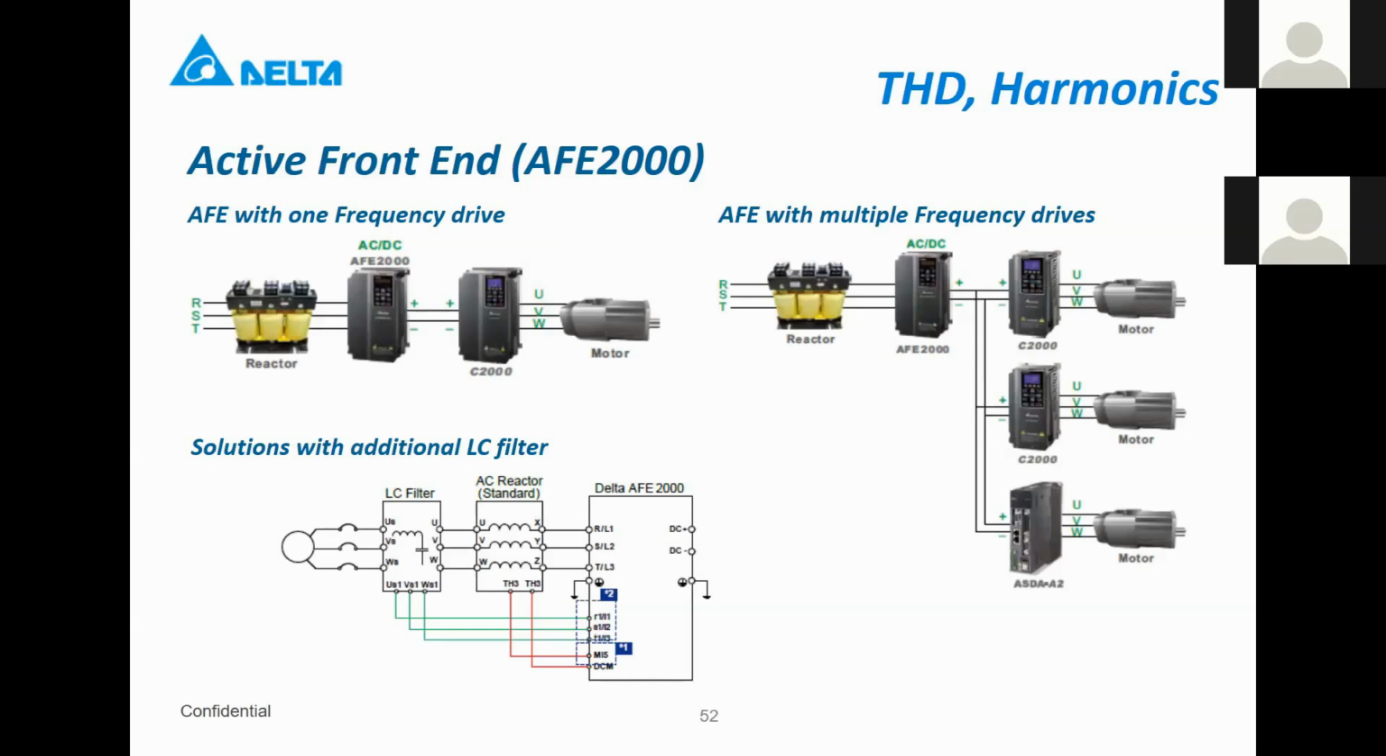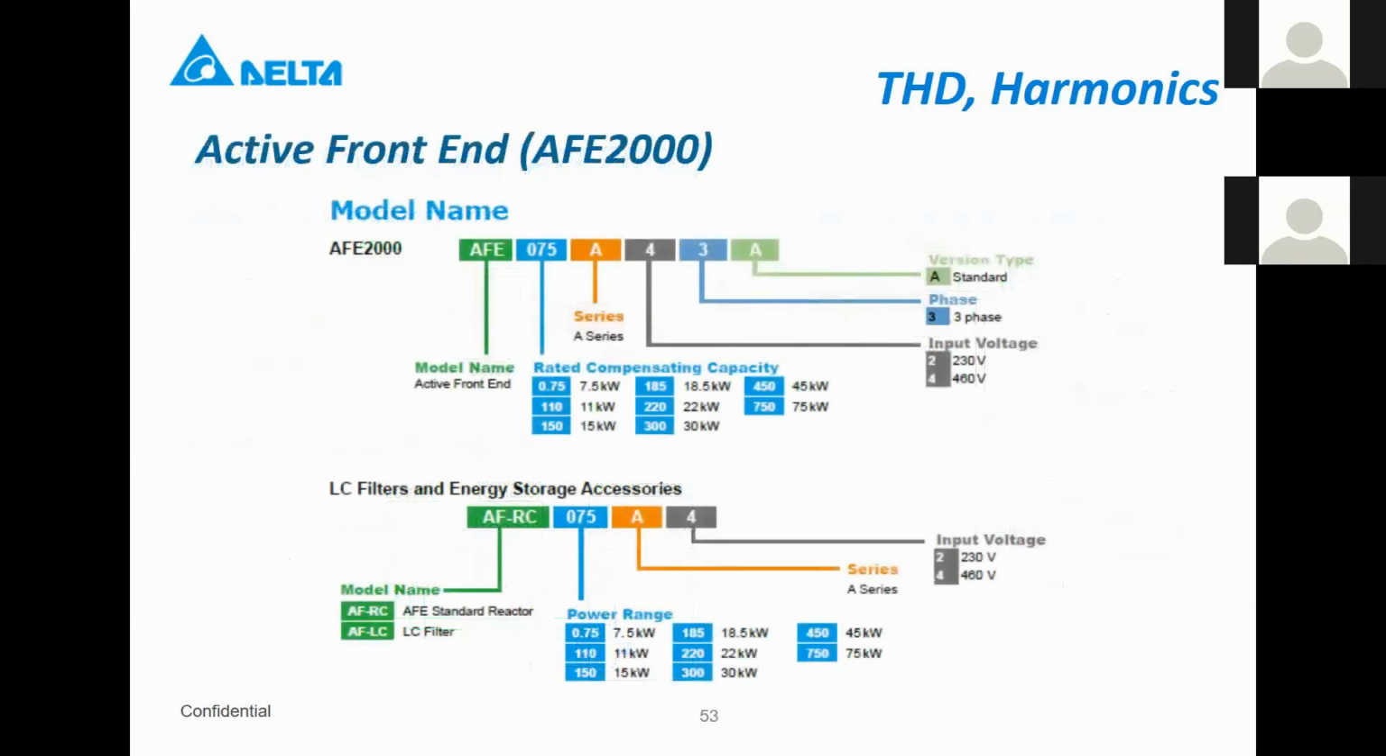If you combine the standard AC reactor, what is delivered with the AFE, with an LC filter, then you have basically the LCL filter complete, and then you go down lower than 5%. Type number overview, of course. You have to order the LC filter separately because it is not mandatory to have, but only for reaching the lower than 5%, it is really necessary. Otherwise, you cannot reach it. But you have also to order the standard reactor separately.